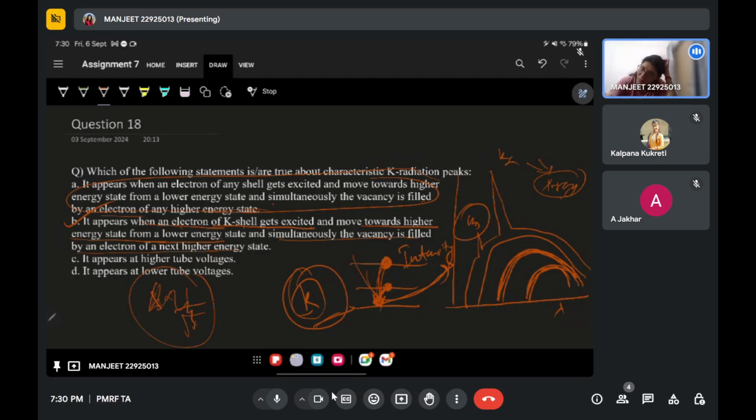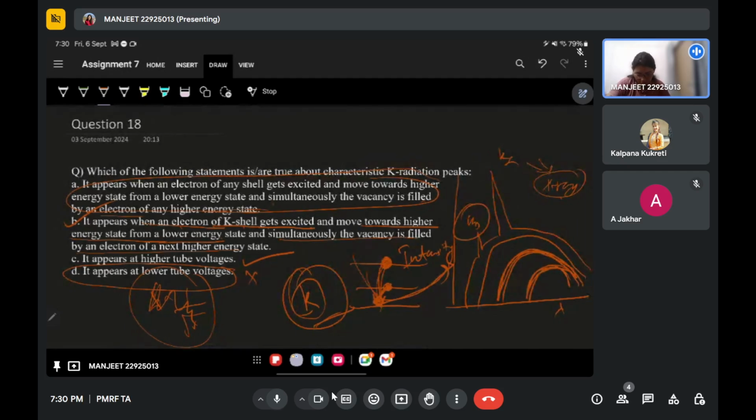Once we increase the voltage, the characteristic radiation will come into the picture. It appears at the higher tube voltage, not at the lower one. So this is not the correct answer. Only B and C are the right answers. Okay, so B and C.